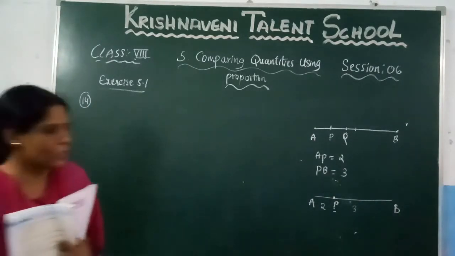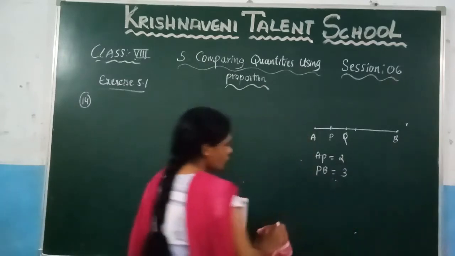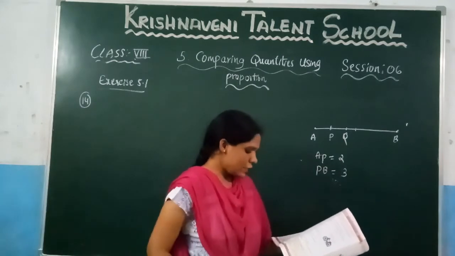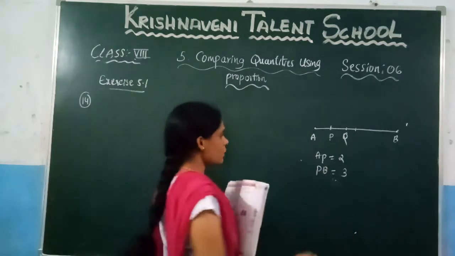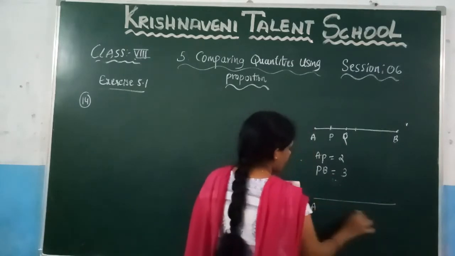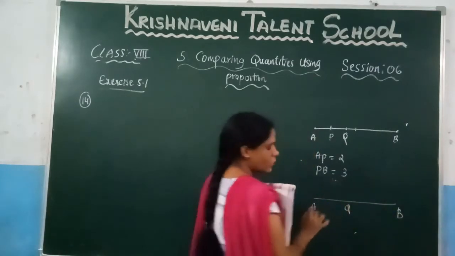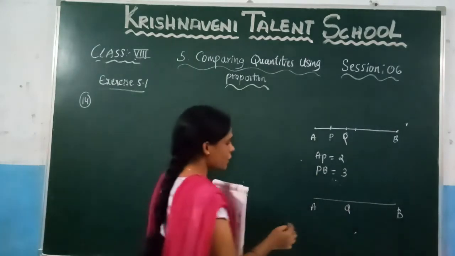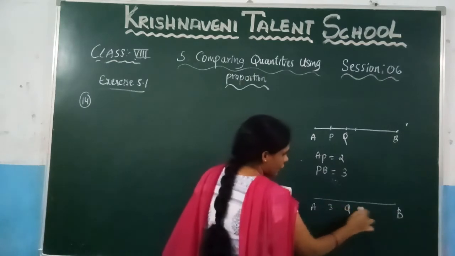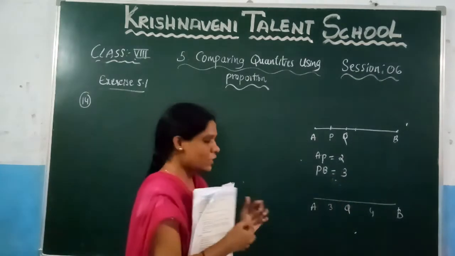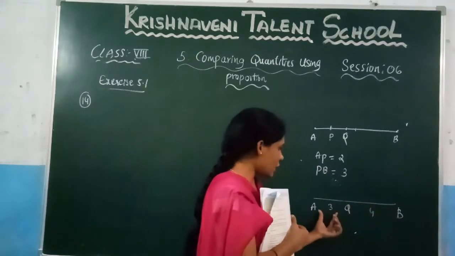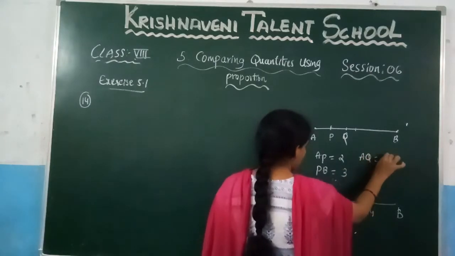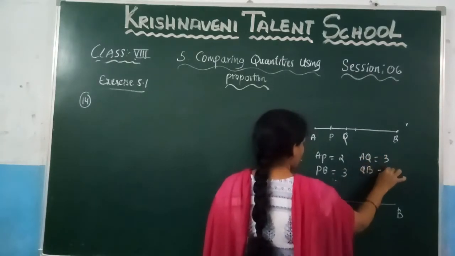Now after that, similarly they have given here Q divides AB in the ratio of 3:4. That means here if you consider AB, on this side this is Q. Q divides AB in the ratio of 3:4. That means this length is 3 and this length is 4. That is the meaning of this one. This Q is dividing this line segment in the ratio of 3:4. So from this we can write here, AQ is equal to 3 and QB is equal to 4.